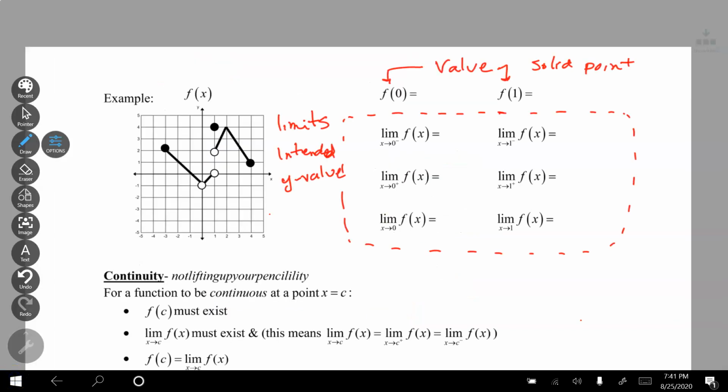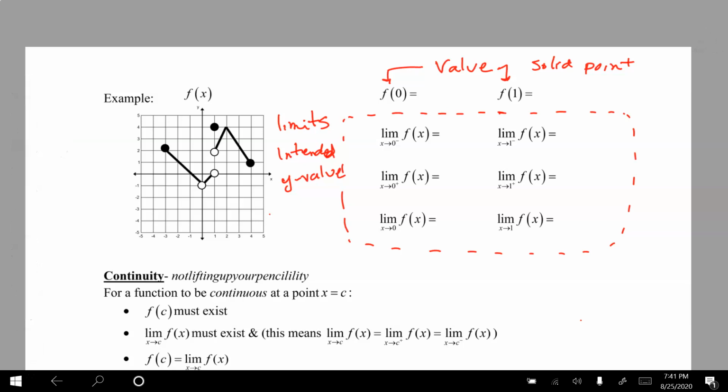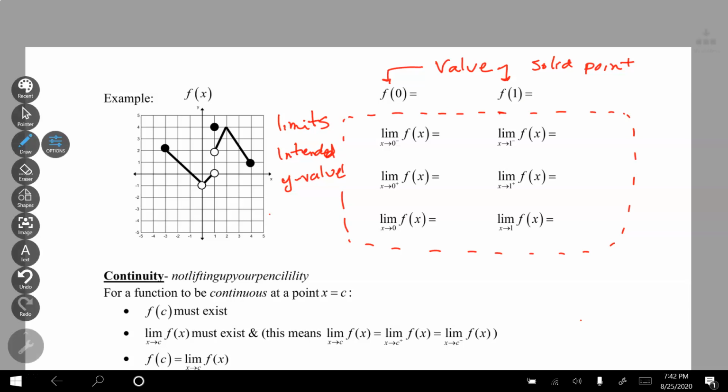So looking at this example of a graph here, we're going to do some values and some limits. Every single response to these questions will be y values. F of 0 and f of 1 are value questions. They want a solid point. So at f of 0, right here is x equals 0. There is no solid dot, so this is undefined. And at f of 1, we don't have a solid dot here. The solid dot is way up here at 4. Those are value questions. It wants a solid point.